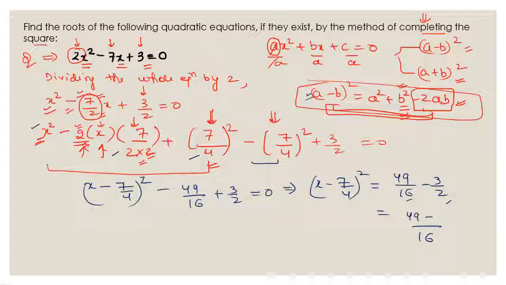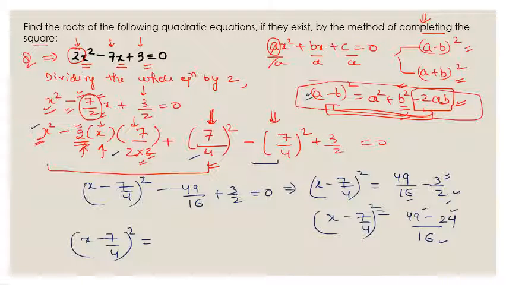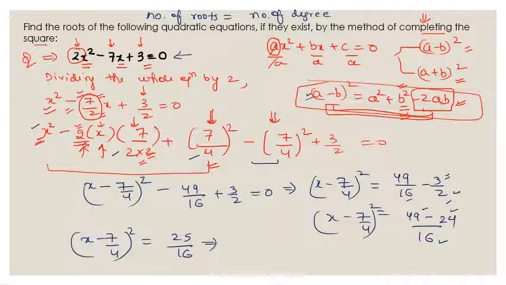LCM of 16 and 2 is 16. So 49 minus, 2 times 8 is 16, so 8 3s are 24. So 24. Just bear with me. Correct. This is the LCM. You know how to take LCM. Now x minus 7 by 4 whole square will be 49 minus 24, that means 25 by 16. Now you very well know the fact that the number of roots for any equation is equal to the degree. So because for a quadratic equation the degree is 2, the number of roots will also be 2.